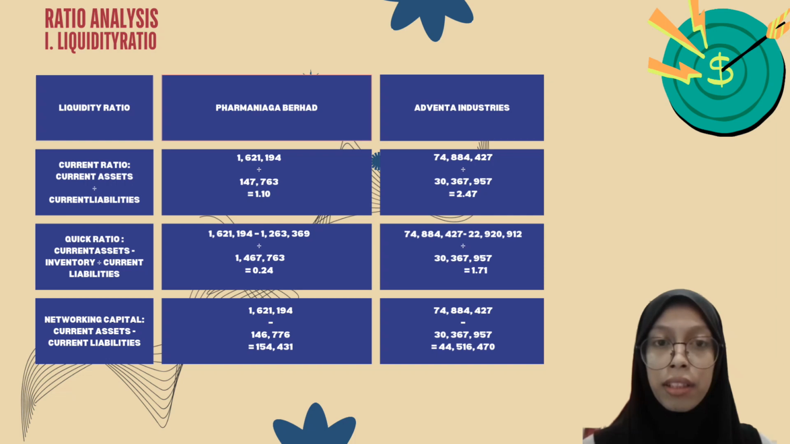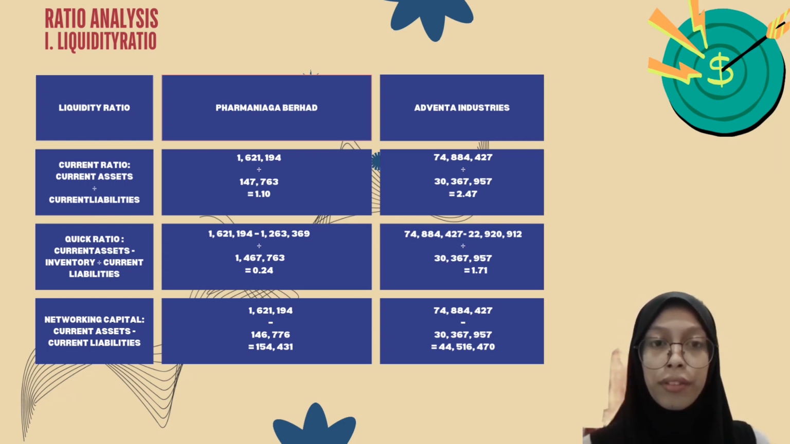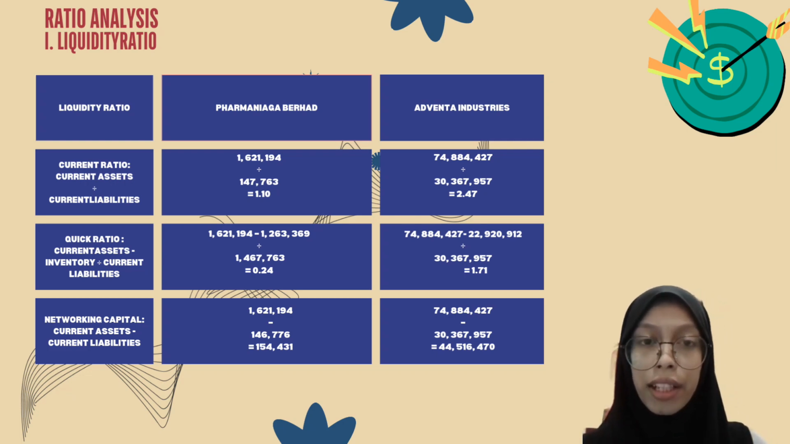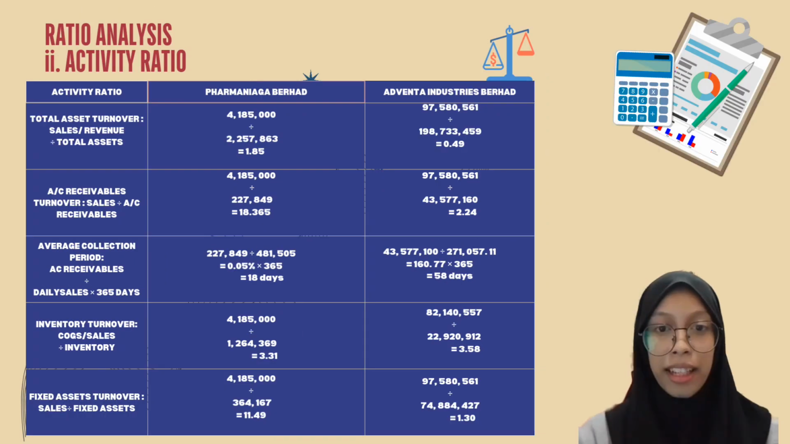Net working capital for Niaga Berhad is 154,431, increased to 44,516,470 for Avanta Industri. Total asset turnover for Niaga is 1.85, decreased to 0.49 for Avanta Industri.